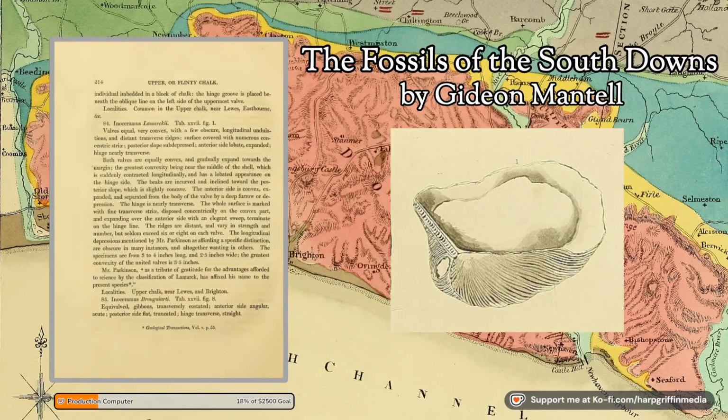The longitudinal depressions mentioned by Mr. Parkinson as affording a specific distinction are obscure in many instances, and altogether wanting in others. The specimens are from 3 to 4 inches long and 2.5 inches wide. The greatest convexity of the united valves is 3.5 inches. Mr. Parkinson, as a tribute of gratitude for the advantages afforded to science by the classification of Lamarck, has affixed his name to the present species. Localities: Upper Chalk, near Lewes, and Brighton.